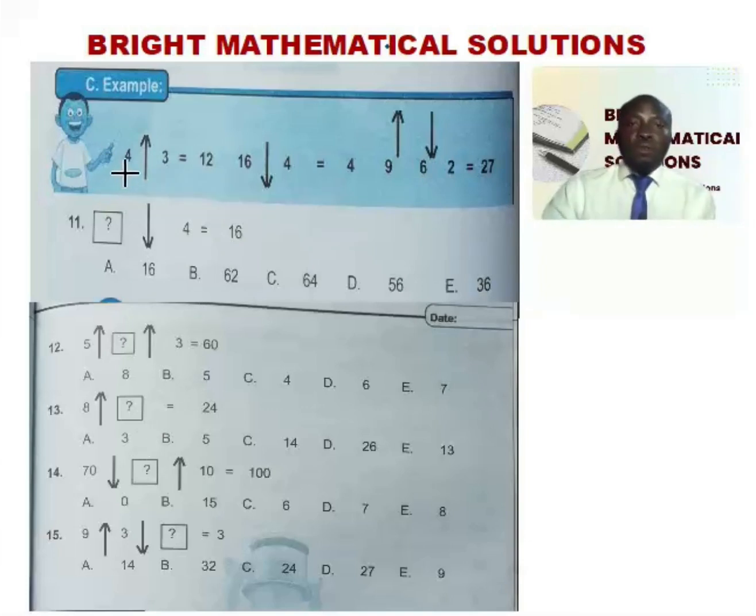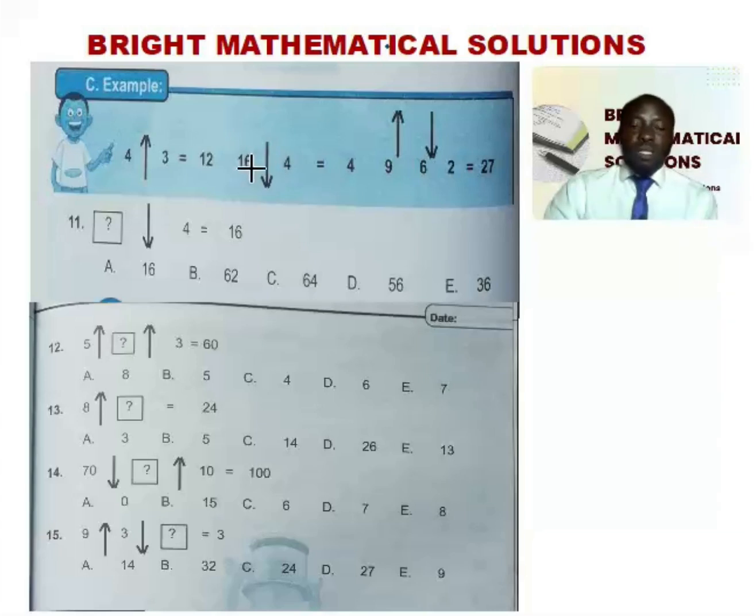Now, for the first one, we have 4, an arrow that is facing up, and 3, so equals 12. So what does this arrow mean? It's a particular operation. So we can say 4 multiplied by 3 gives us 12. Could that be true? So let us look at the second operation.